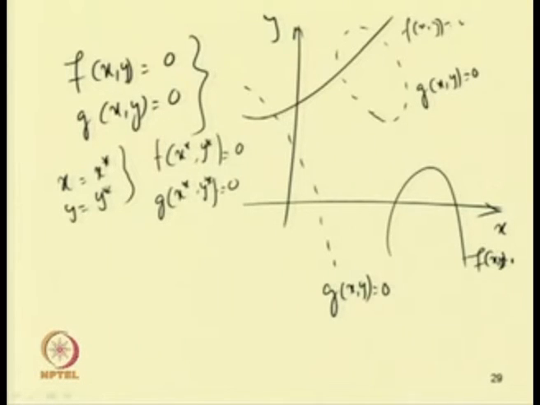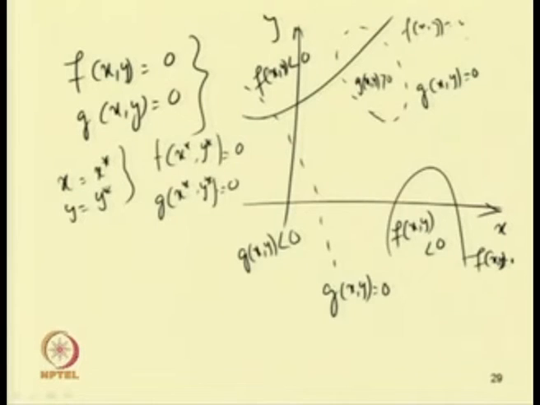So, this f(x, y) = 0 curve separates this plane, that is the x-y plane, into 2 regions. In this region f(x, y) is less than 0, and outside of this f(x, y) is greater than 0. Similarly, for g, this side is g(x, y) less than 0 and the other side g(x, y) greater than 0.